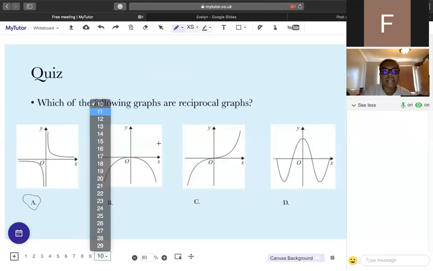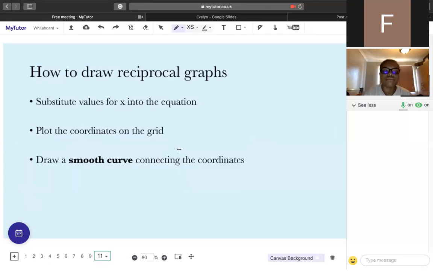So let's go on to drawing reciprocal graphs. We're going to do it exactly like how we were doing cubic graphs and quadratic graphs on Monday. So we're just going to substitute values, plot the coordinates and draw a smooth curve.